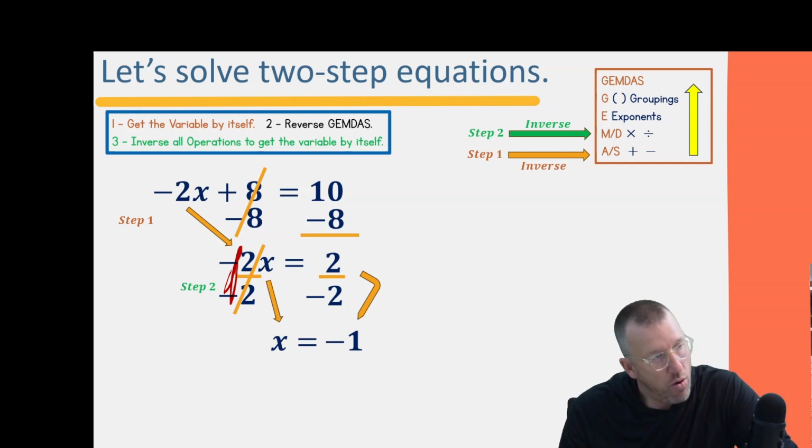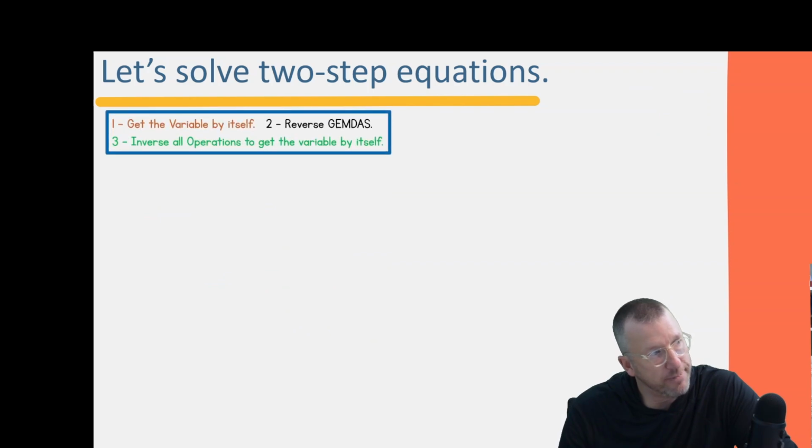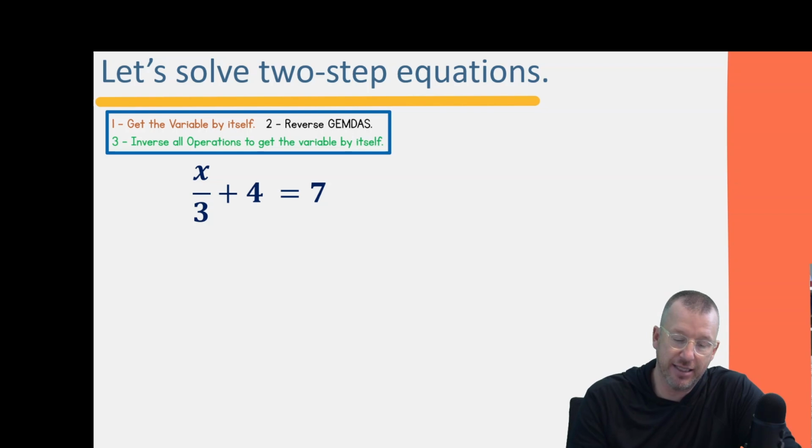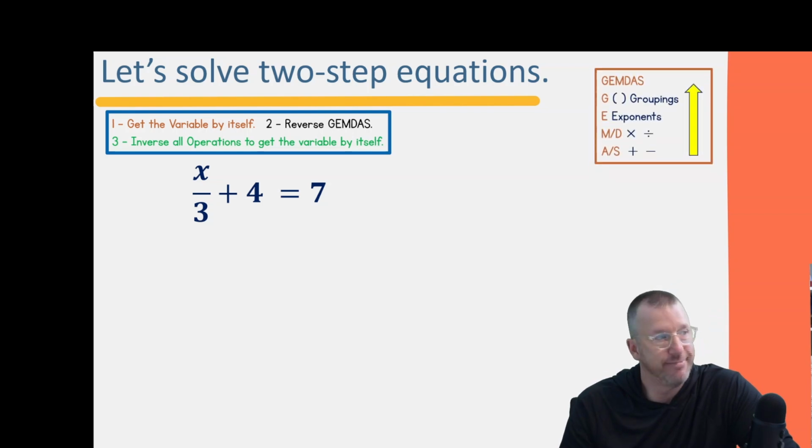Wow. One more. This one's a little bit harder. What if it looks like this? How would I read this? I would say x divided by 3 plus 4 equals 7. Nothing changes here. Nothing changes at all.